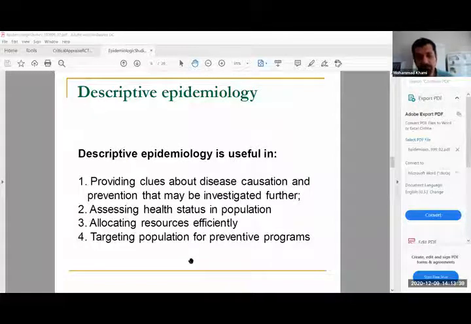Then another goal of these descriptive studies can be targeting population for preventive programs. When you have some picture of your community through doing a descriptive study, then you are able to target your population. You will know which section, which part of your community is in need of prevention, of treatment, of various levels of treatments. And this is really helpful when you want to have some program planning regarding health issues and healthcare service programs.